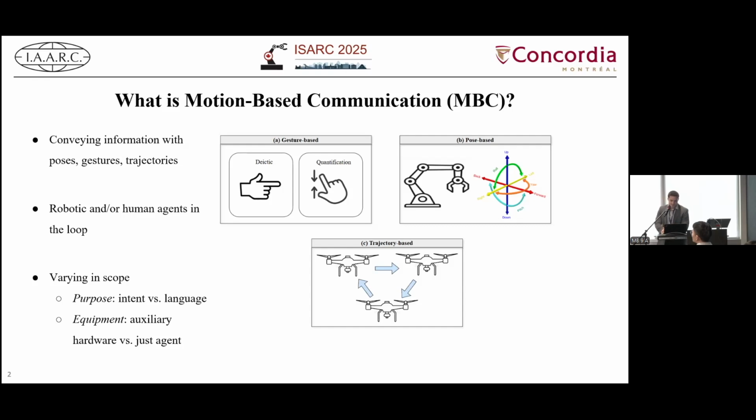A lot of times we have just showing intent, like signaling. Think of it like a blinker, right? Am I going left or right? Versus a language. And it can also vary with the equipment used. There's sometimes auxiliary hardware or perhaps just the agent.